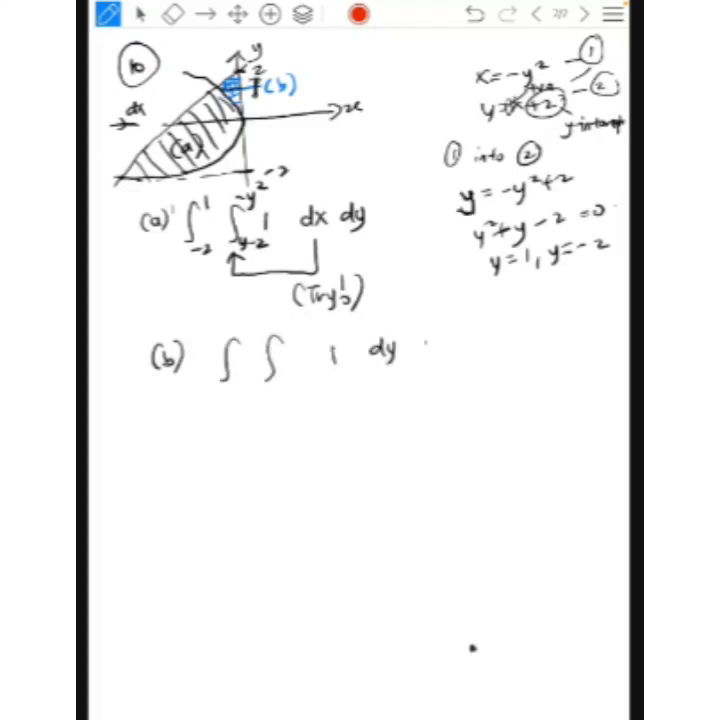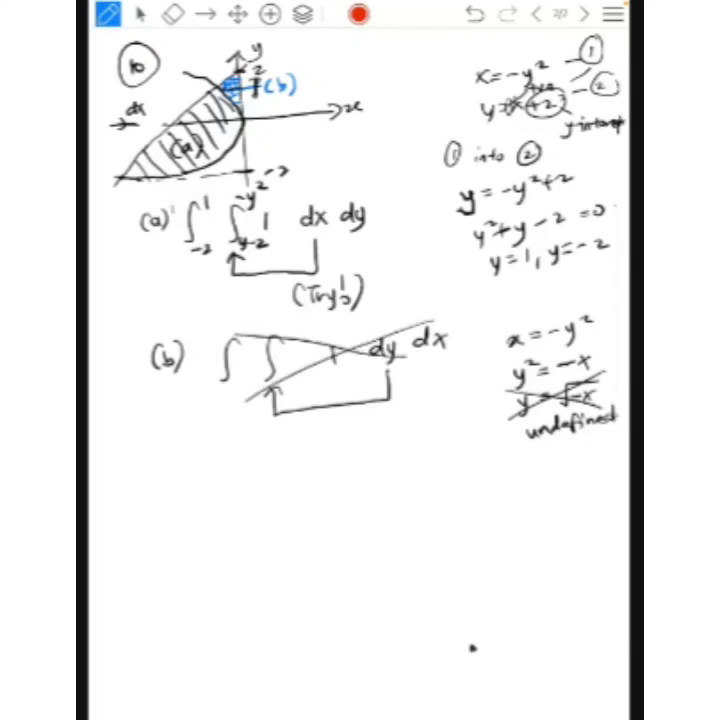Okay, let's say you want to choose dy, so must be in terms of y. So y you akan jumpa apa? You akan jumpa the curve kan, which is x equals to negative y squared, or y squared equals to negative x, or y equals to square root negative x, which is undefined. So you cannot do dy dx. Okay, you have to do dx dy also. But then in this type of question, if you do dx dy, then you have to do two integrations.